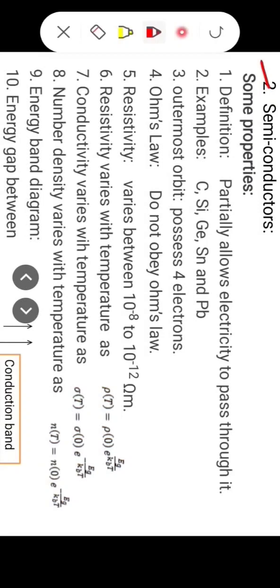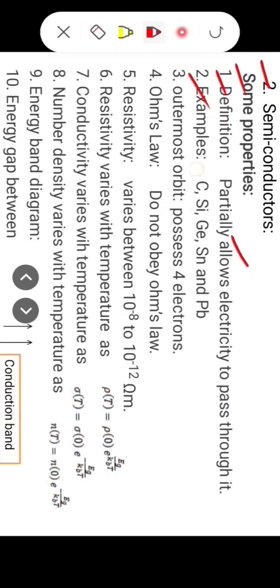Previously we have studied about formation of energy bands in solids, and now we come to the main topic, semiconductors. Now some properties of semiconductors let us recall. First, definition. Semiconductors partially allow electricity to pass through them.